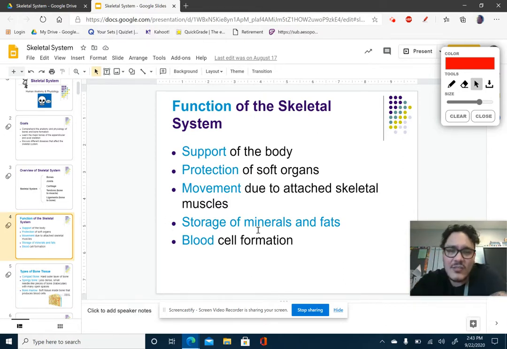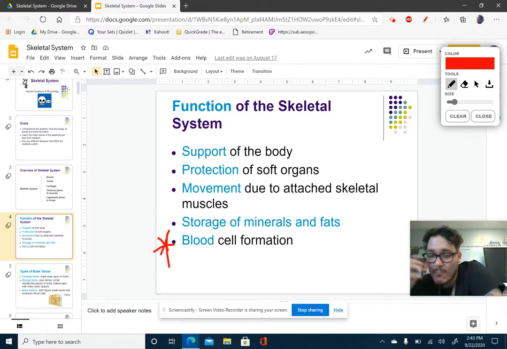Finally, this last function of the skeletal system is one of the most important ones, in my opinion. It doesn't really get as much attention. Most people don't really know this about the skeleton. The bones are responsible for creating every single blood cell. Very, very, very important.